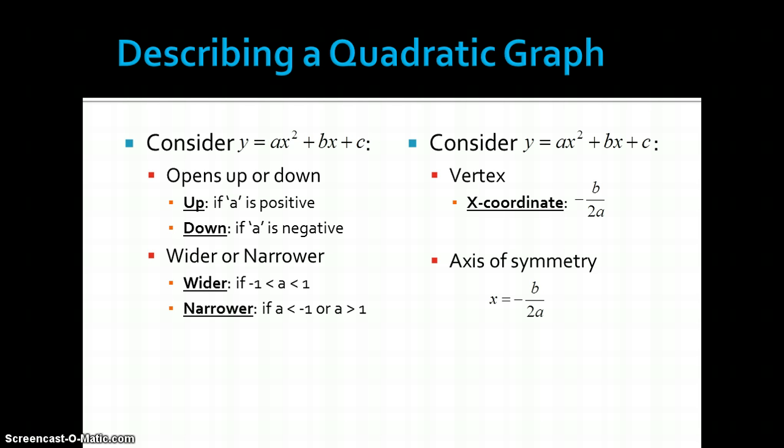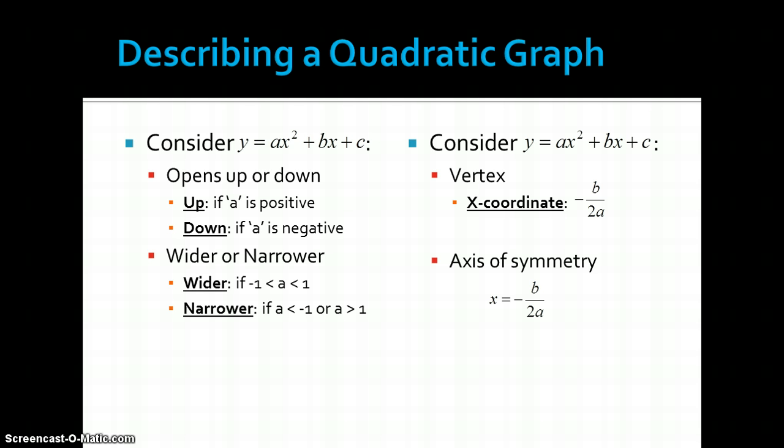A couple of new things though, the x-coordinate. To find the x-coordinate of the vertex, you take the opposite of your b, which is the coefficient of x, and you divide it by 2 times a, which is the coefficient of x squared. So that will give us the x coordinate of the vertex, which will help us find the coordinates of the vertex, help us find the y coordinate as well.